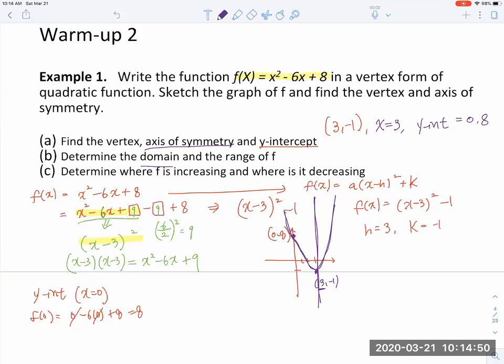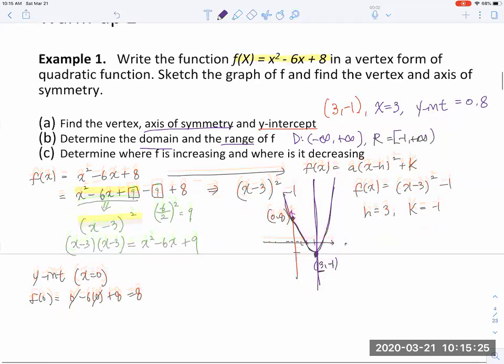For letter B, determine the domain and the range of f. So again, domain and range. Domain is all the possible values on your x-axis. Range is all your possible y values on the y-axis. So for the domain, I can have all the numbers. So domain is going to be negative infinity to positive infinity. Range is going to be, again, you start from the vertex (3, -1). So -1 is your minimum point, from -1 to positive infinity, closed at -1.